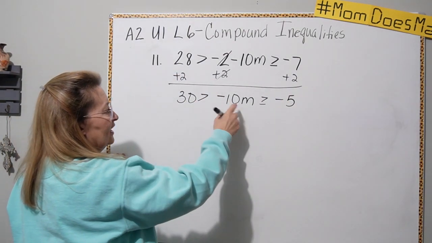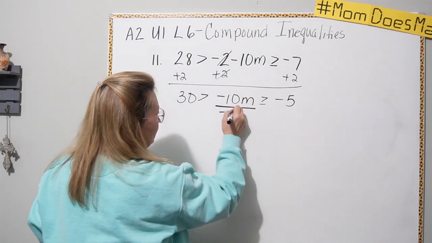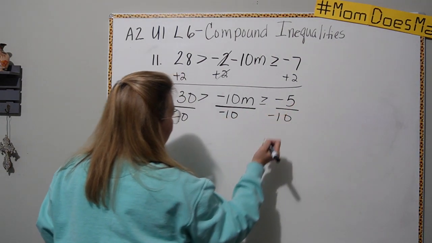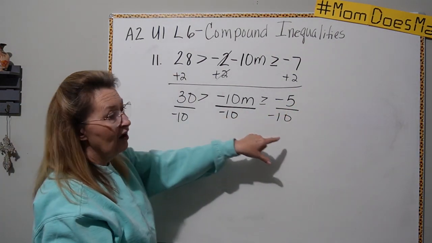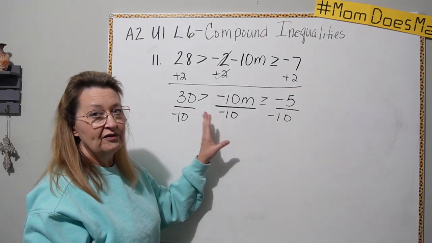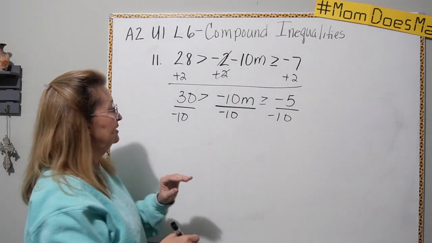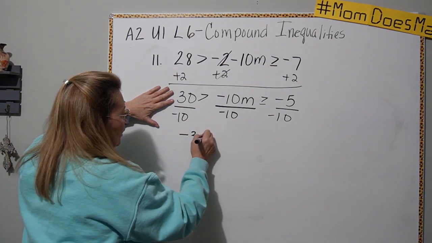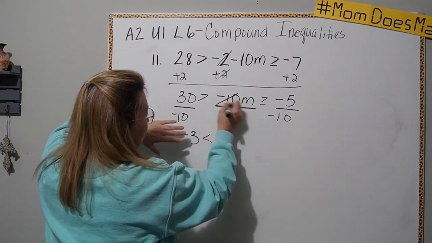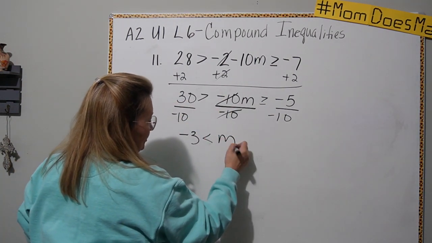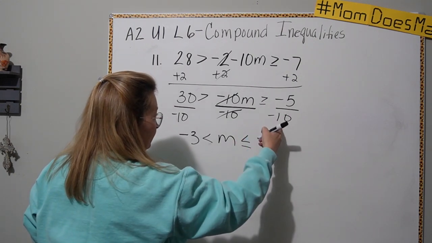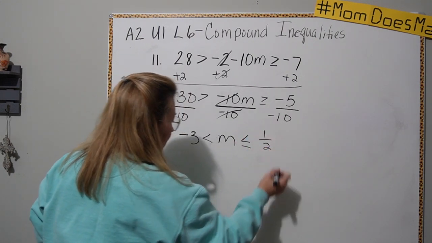Now we got to get rid of the negative 10. It's multiplied, so we're going to divide. Whatever we do one place, we're going to do all the way through. Now, we are dividing all the way through by a negative number, so you have to flip all the signs. All right, 30 divided by 10 is negative 3. Flip that sign. Negative 10 divided by negative 10 just leaves you the m. We're going to flip this sign. Negative 5 over negative 10 is positive 1/2.